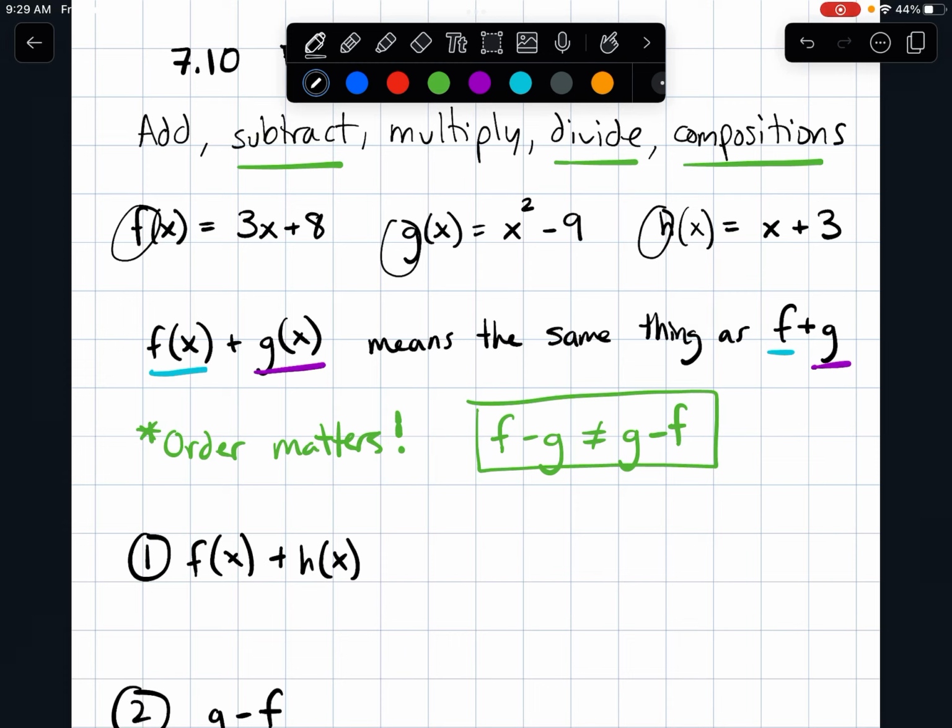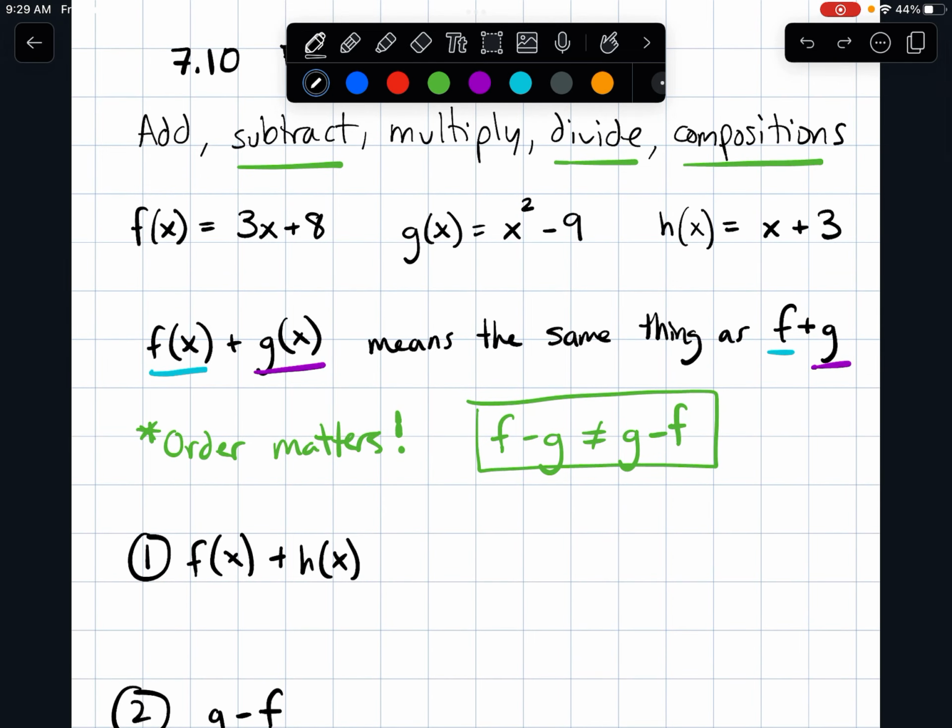If I was doing a function about sales, maybe I would do s of x. If I was doing a function that related to the growth of a plant over time, maybe I would choose g of x for growth. So you get to choose the name of the function, but oftentimes they're just given to you. So that's what the f, the g, and the h means, just the name of the function.